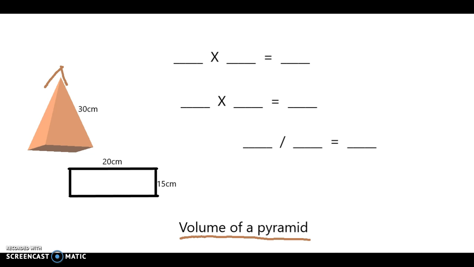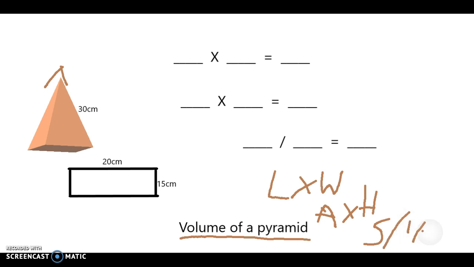finding out the volume of a pyramid is you need to multiply the length times the width, and then what you're going to do next is you're going to multiply that answer by the height, okay, and then the final step is to bring down that sum, okay, and then you're going to divide it by 1/3, or by 3. Divide it by 3.